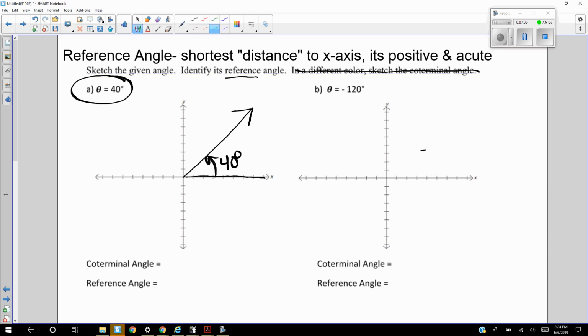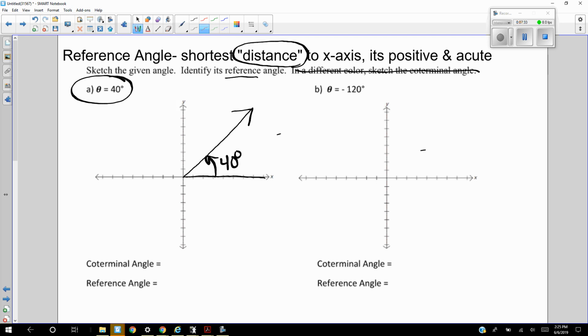Then up here across the top, I'm just putting some reminders about what a reference angle is. It's the shortest, really it's the shortest angle measure. Sometimes I like to say distance just because that's a little bit easier to see, but it's the shortest angle measure to the x-axis. It's positive and it's acute. So this is a pretty easy one actually, but it's almost tricky. It's so easy. 40 degrees is the original angle.